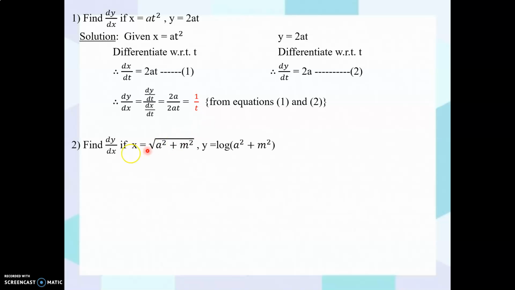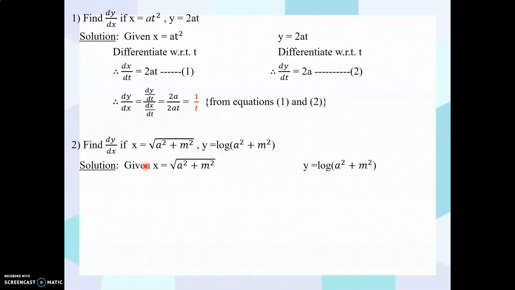Okay, second question is find dy upon dx if x is equal to root of a square plus m square, y is equal to log of a square plus m square. Both the functions are in terms of m, so you have to take the derivative of x with respect to m and y with respect to m. So the formula will be dy upon dx is equal to dy upon dm whole divided by dx upon dm.